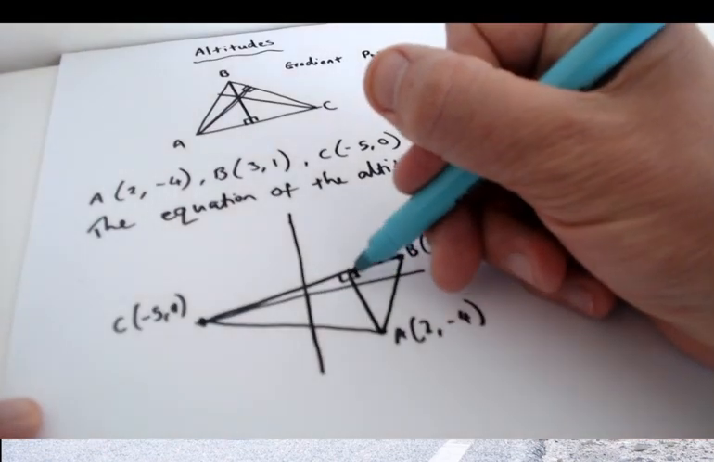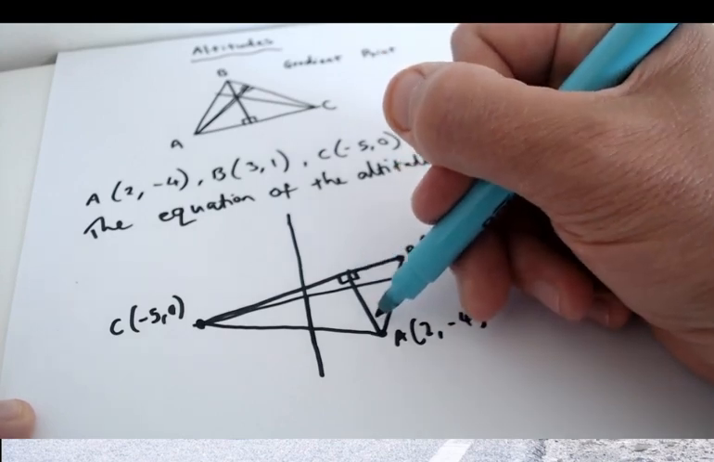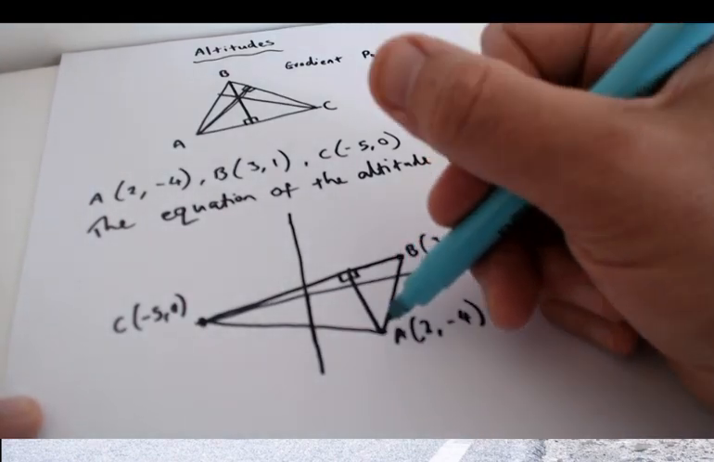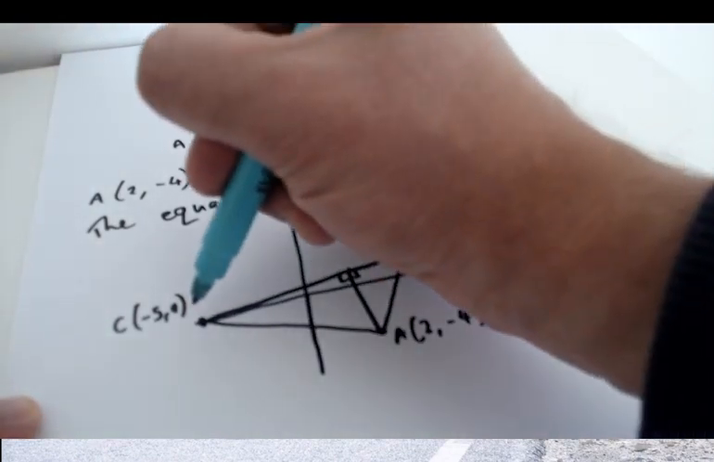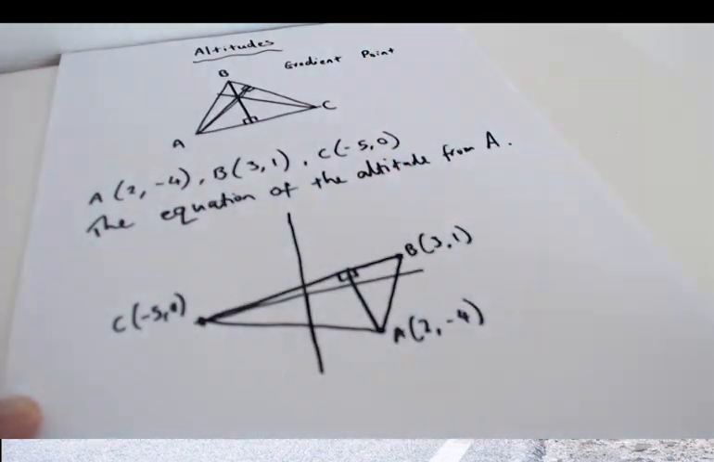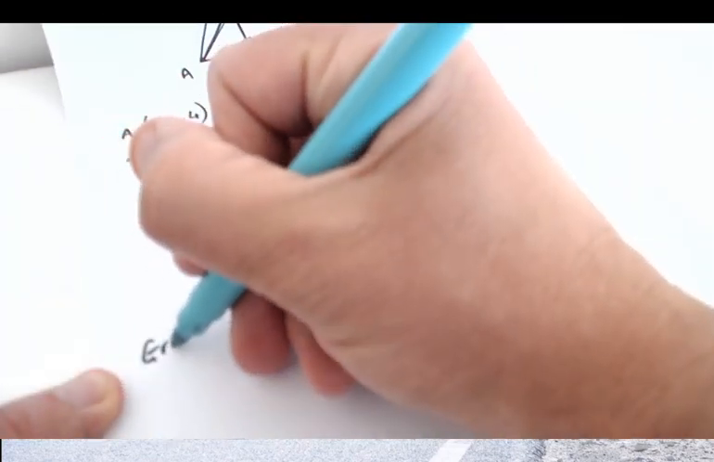Okay, remember what we spoke about. I want the equation of this line. To get the equation of this line, I need the gradient and the point. I have a point already, that's fine. I need the gradient. To get the gradient, I want the gradient of this opposite side here, and then I'm going to do perpendicular gradients. So let's make sure we set it working properly.